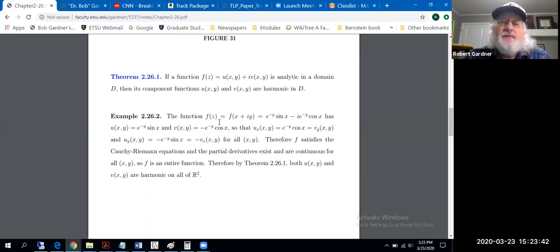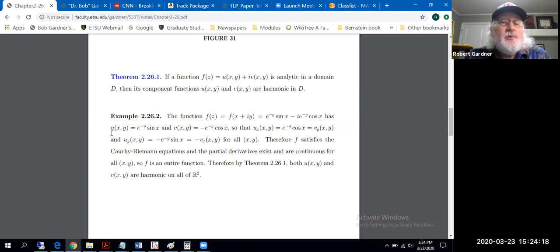Take the function f of z, for example 2.26.2, the function f of z equals f of x plus i y. Take it to be given as e to the negative y sine x minus i e to the negative y cosine x. Then the real parts and the imaginary parts, the u's and the v's, are easy to pick off. Notice this negative sign here carries along with the v part. We've got the real and imaginary parts, the u's and the v's. We can take partial derivatives easily. It's similar to what we had above.